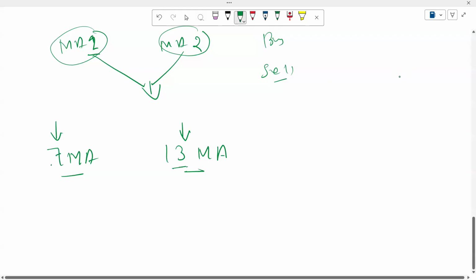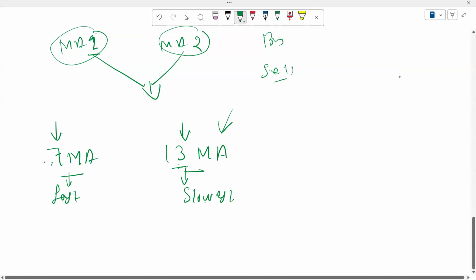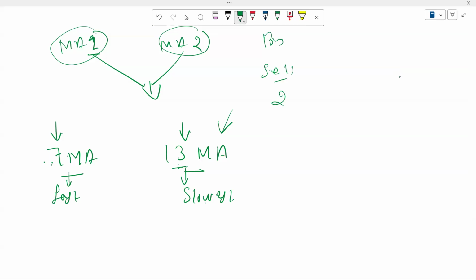This moving average has the average of the last 13 days. So don't you think it will be the slowest? The 7 day moving average will be faster. Yes, it will be the fastest because it has only the last seven closing data, and this one has the 13 closing average. So it will move very slowly. If you see on the chart also, if you plot the 200 moving average, meaning the average of the last 200 days.